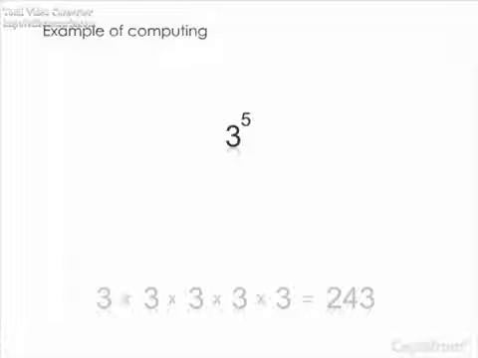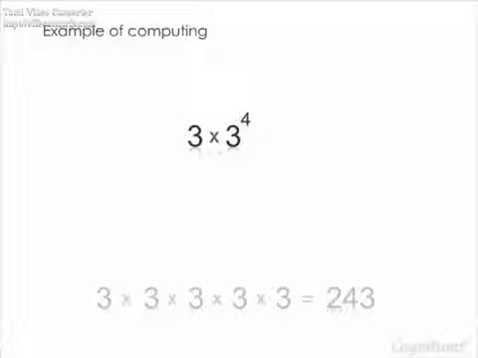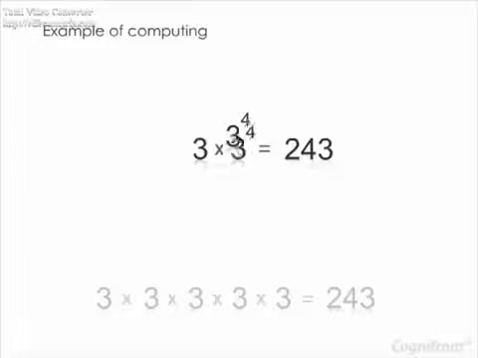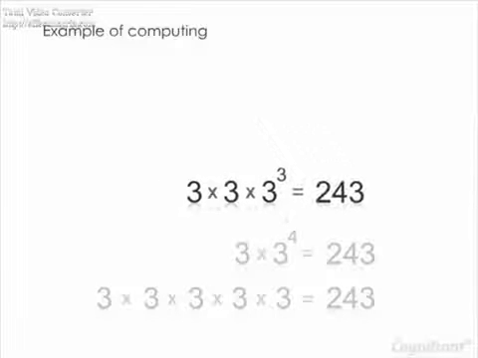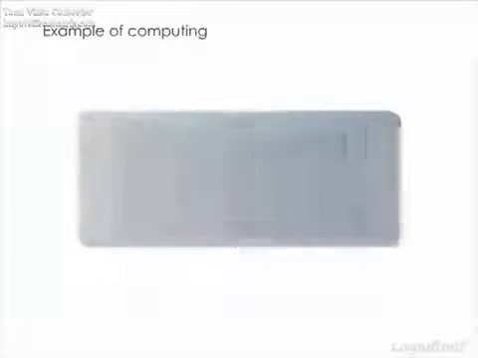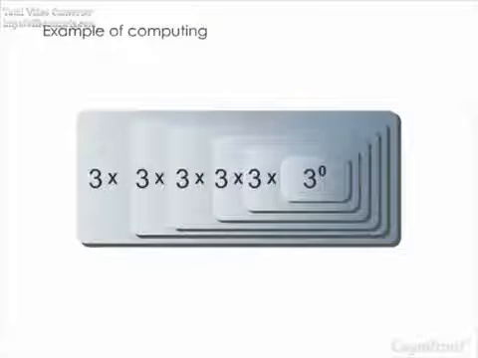Note that 3 raised to 5 is equal to 3 into 3 raised to 4. So if you know the value of 3 raised to 4, you could easily calculate 3 raised to 5. In the same way, 3 raised to 4 is calculated by 3 into 3 raised to 3, and so on. This second way of doing the power operation is known as recursion.